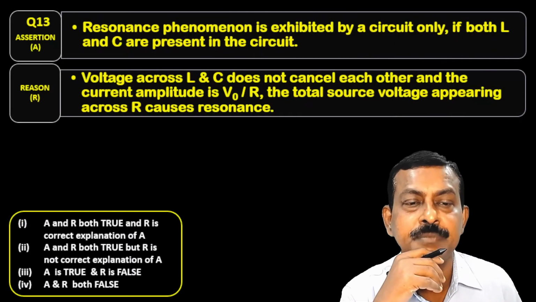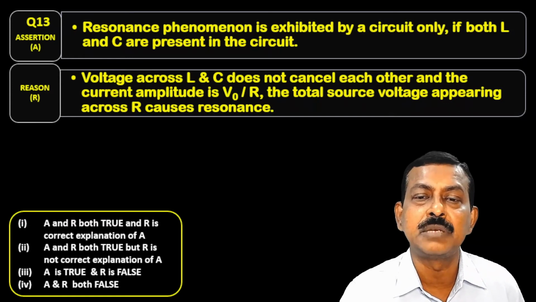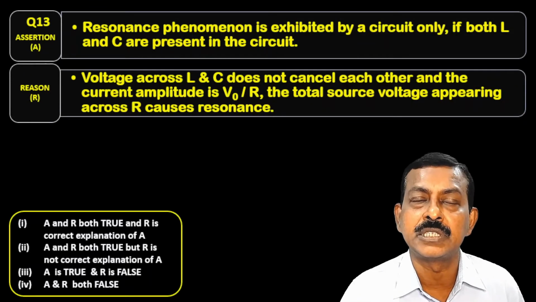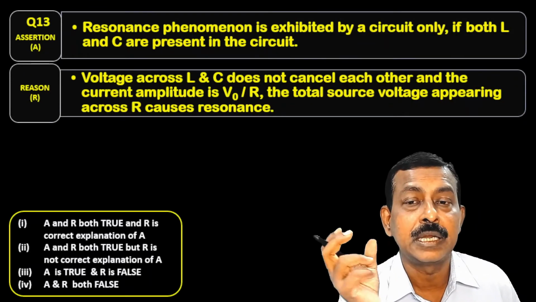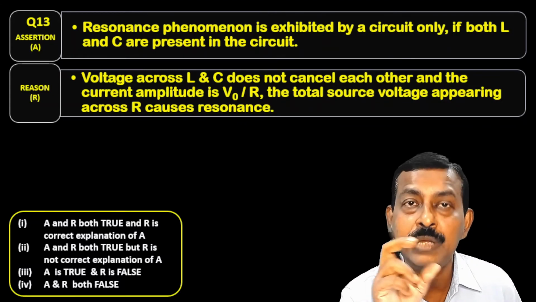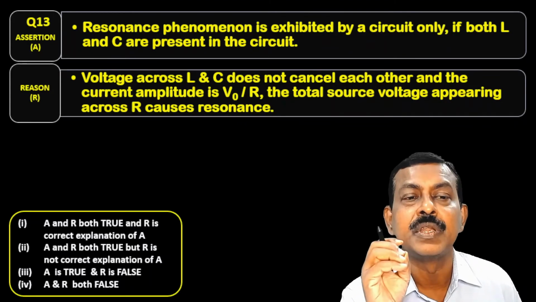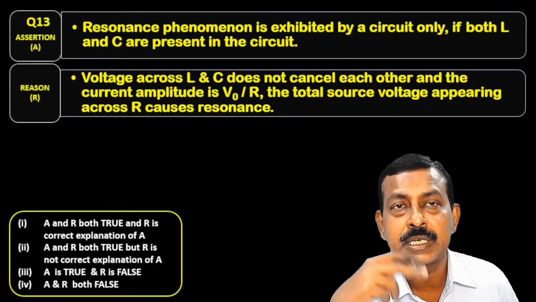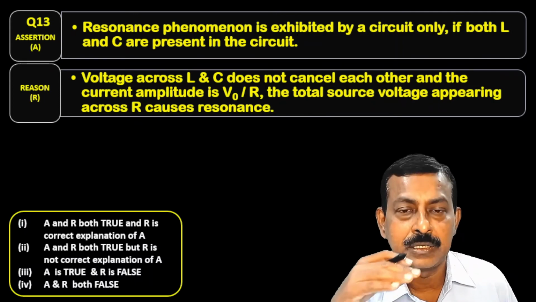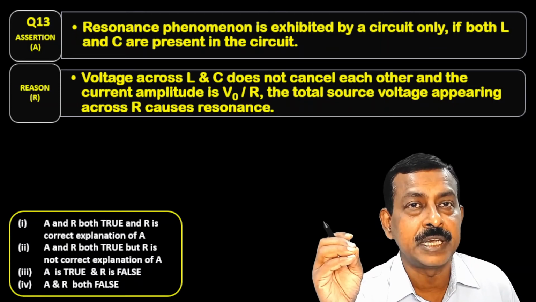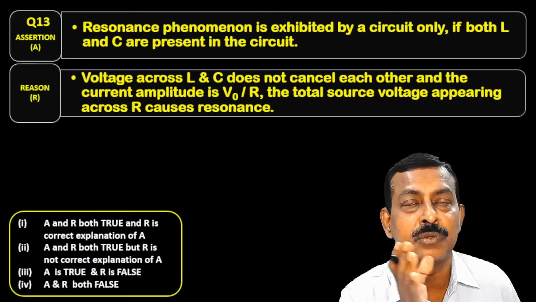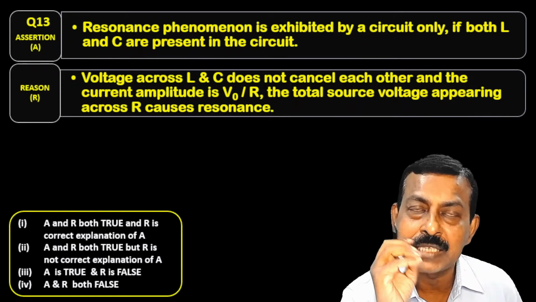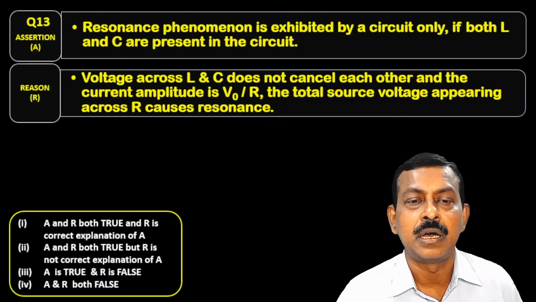Let's take the next question. Resonance phenomena is exhibited by a circuit only if both L and C are present in the circuit. So when inductor and capacitor both will be present, only in that particular case we can get the resonance condition there. So here, because the voltage across inductor and capacitor will cancel out one another, and then it will be only the ohmic resistance which is left in the circuit. So current and the voltage will be in the same phase and will get the minimum impedance and maximum current there. So that means it is true.